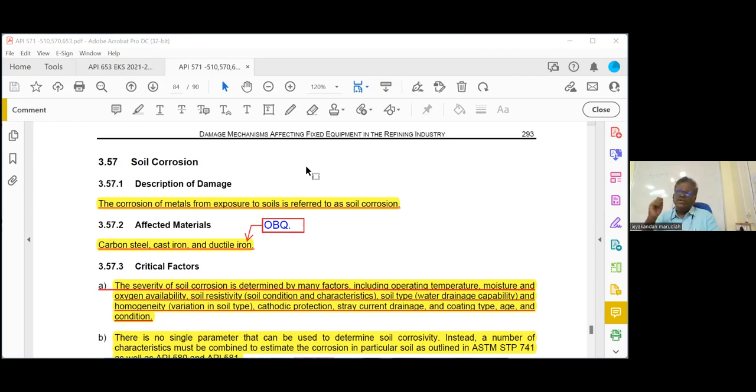Generally, it will affect only carbon steel, cast iron and ductile iron. Generally, stainless steels are not affected by soil corrosion. So please take soil corrosion: the corrosion of metals from exposure to soil is referred to as soil corrosion.